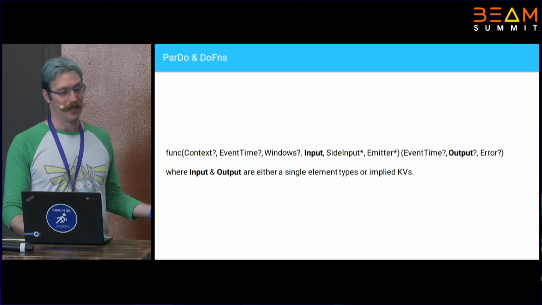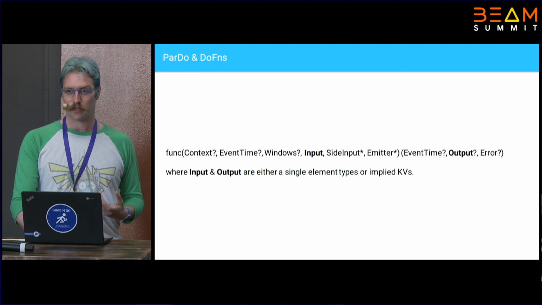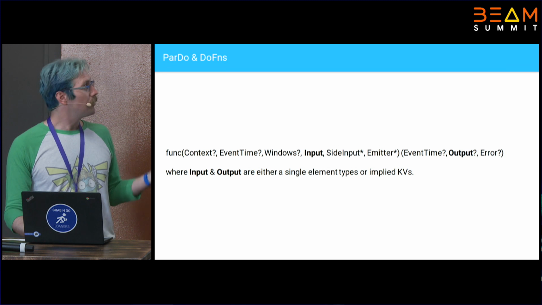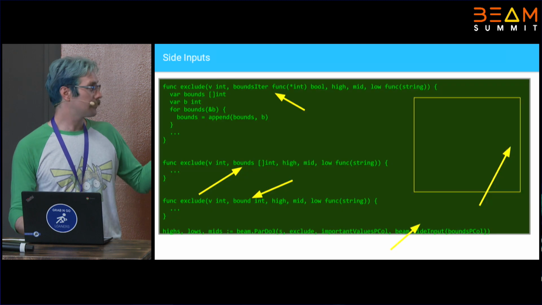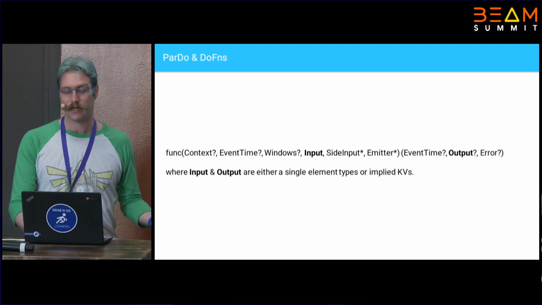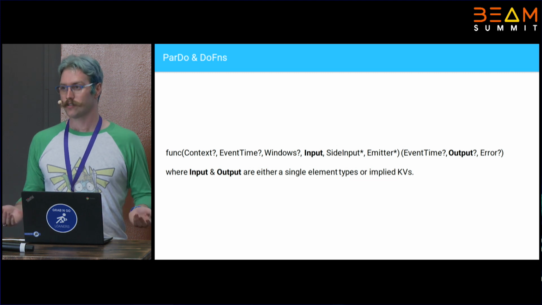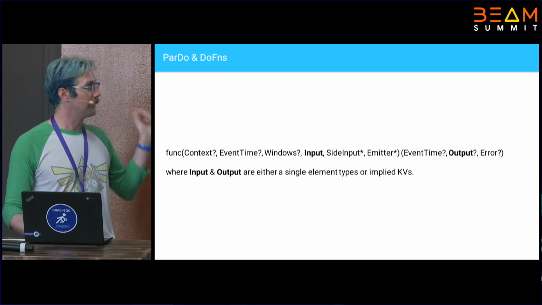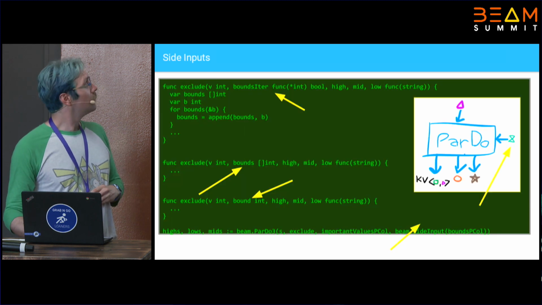You can then take in the element's event time or windows, the actual input, which can be a regular input or the implicit KV pair, the series of side inputs, any arbitrary emitters for side outputs, and then same thing, you can do the event time, return an event time if you wanted to rewrite the event time, your standard primary output, and because this is Go, the Go error type. And it conventionally must be in this order. The system actually requires it and enforces that.